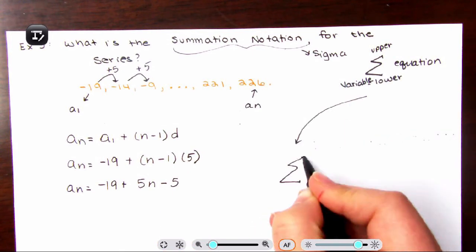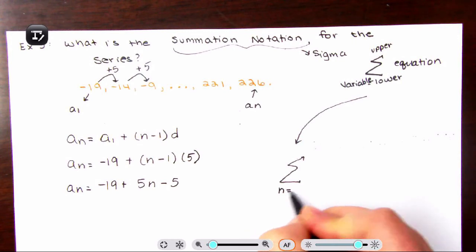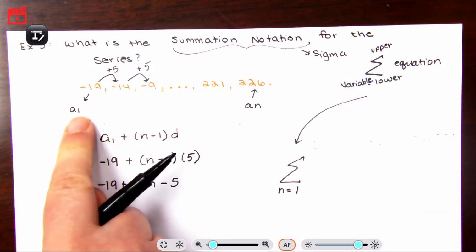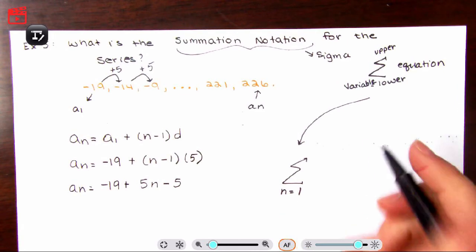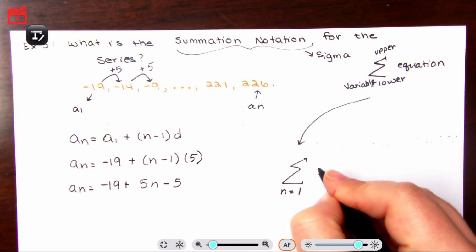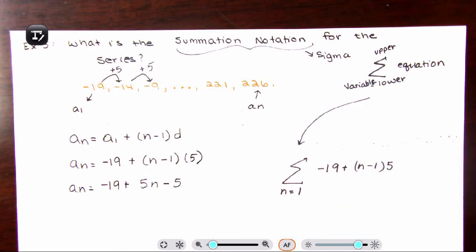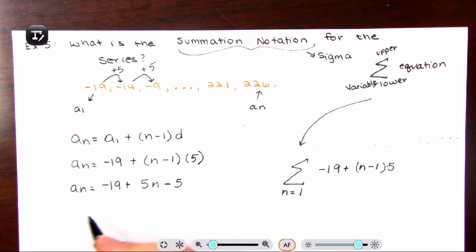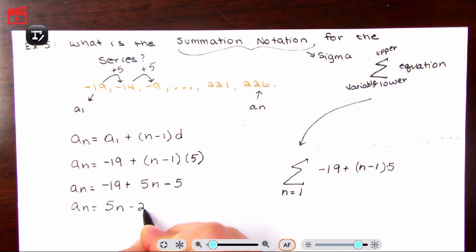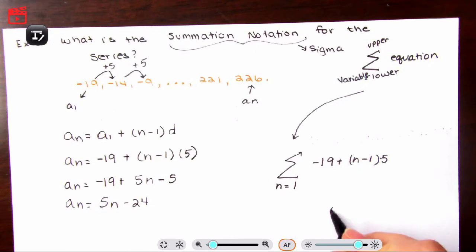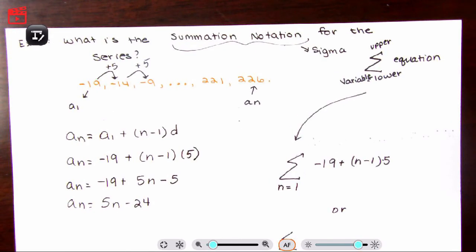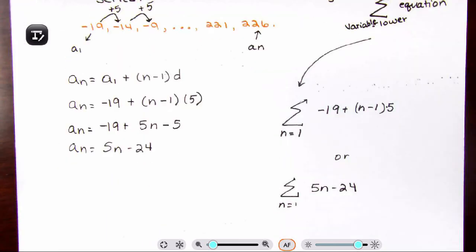Here's your summation. I'm going to put n as my variable. So n is going to be down at the bottom. Our lower limit is 1. Position number is 1. Then we have our formula, which is negative 19 plus n minus 1 times 5. You can simplify this. Absolutely 100% you can simplify this. Negative 19 minus 5, that is negative 24. You can do that. So I'll put an or here. Still the same formula, we just simplified it.